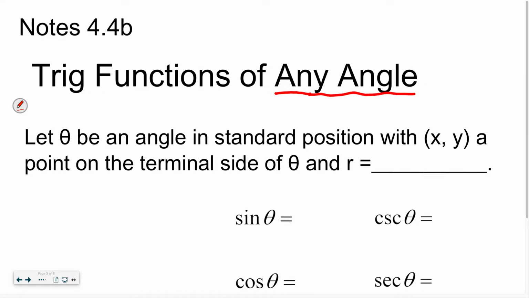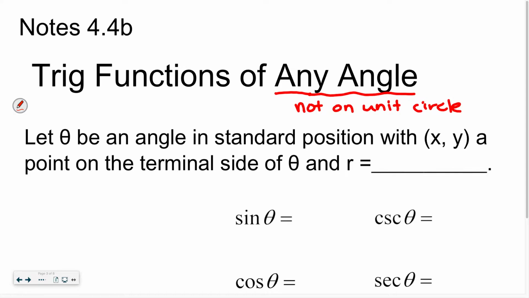So what I mean by any angle is an angle that's not necessarily on the unit circle. Now, could it be on the unit circle? Sure. But these are more for general angles that aren't necessarily on the unit circle. Well, obviously, one way we can do trig ratios for angles that aren't on the unit circle, if we're given an angle, is we're going to use a calculator, right?